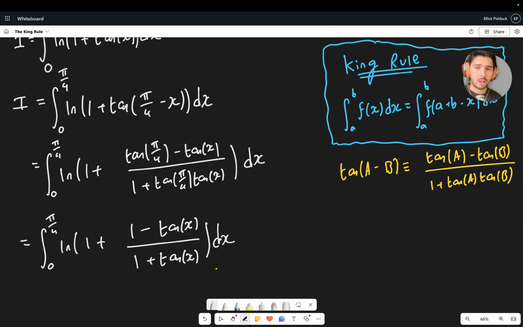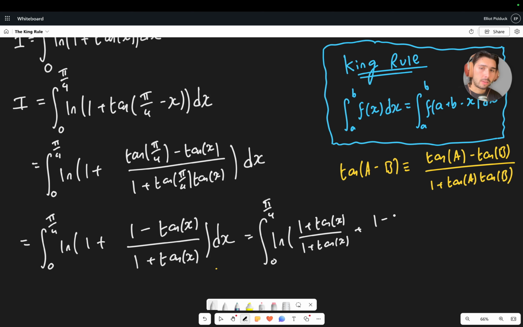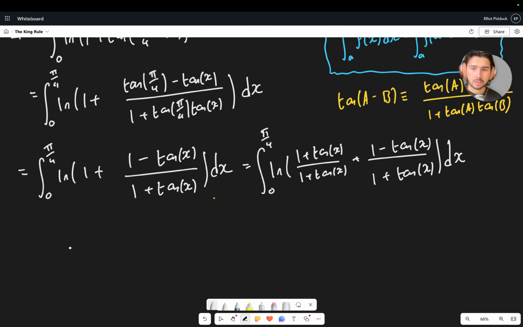Okay, and then one more step here. Let's rewrite this as the natural log of just one big fraction. So this is the integral from 0 to pi over 4 of the natural log. And I'm going to rewrite the number 1 as 1 plus tan x divided by 1 plus tan x. And then let's rewrite the other fraction exactly as it is: 1 minus tan x over 1 plus tan x. You can see that this really does simplify quite nicely.